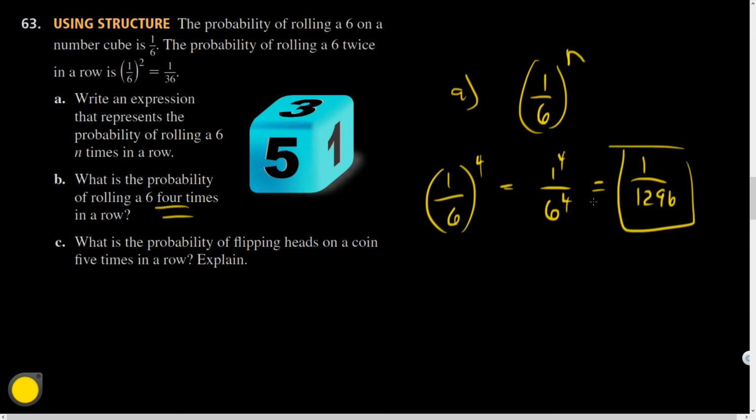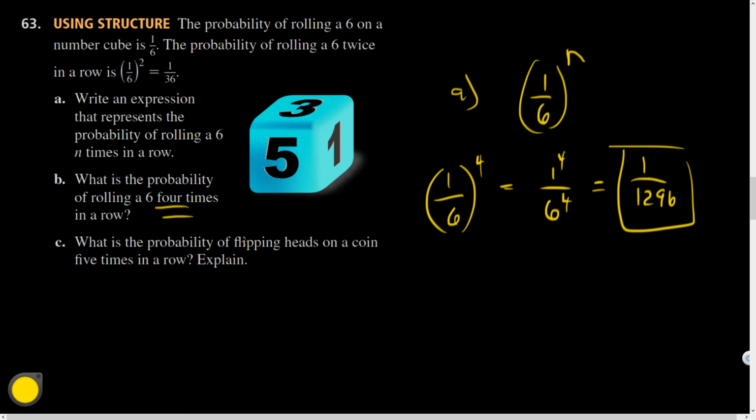If you wanted to have that as a percent likelihood, I could actually do 1 divided by 1296, and I end up getting like a 0.007% chance of that occurring. So it's unlikely. Or no, sorry, 0.07. I counted my decimal places wrong.